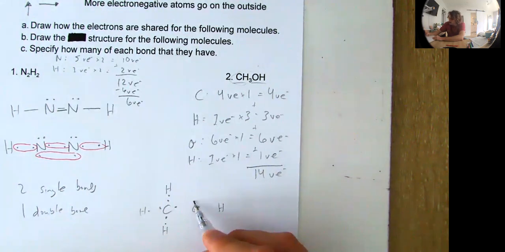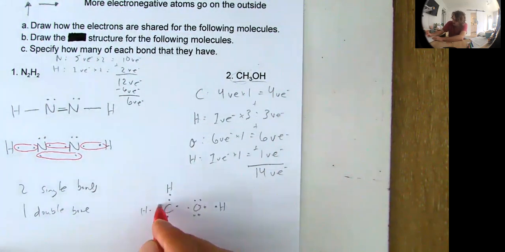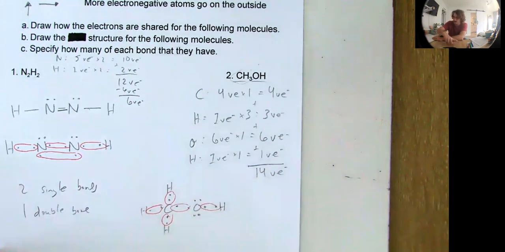So let's draw 6, 1, 2, 3, 4, 5, and 6. And hydrogen has the 1. So let's circle the electrons that are sharing. Those will become a single bond, single bond, single bond, single bond, single bond. Okay, and it should look like this.